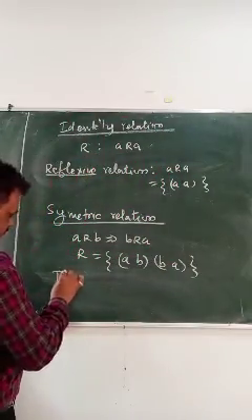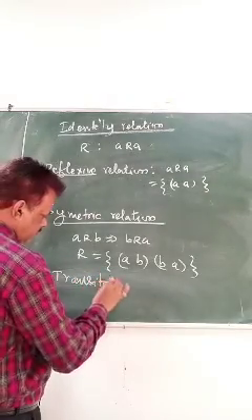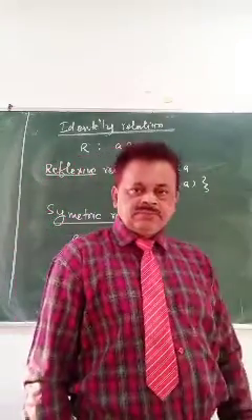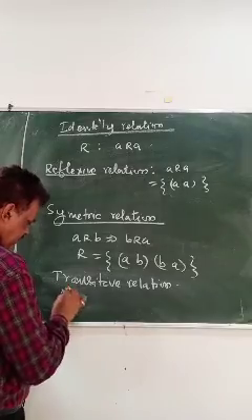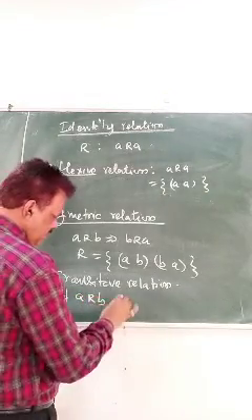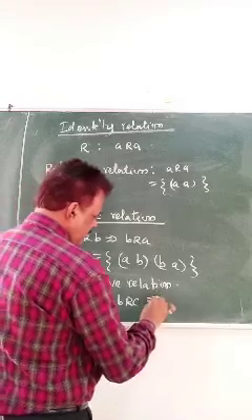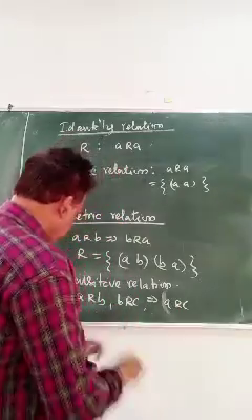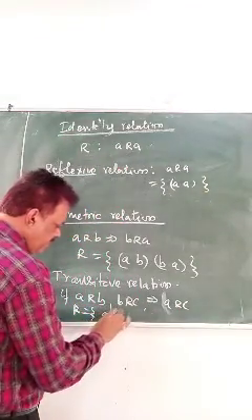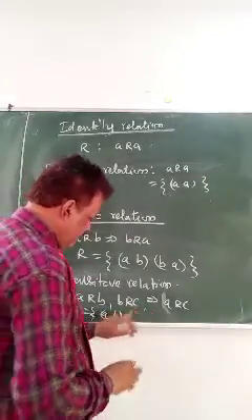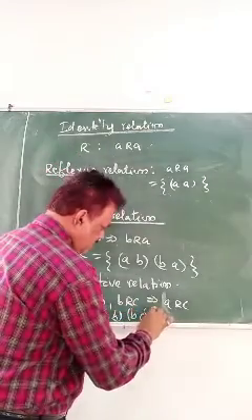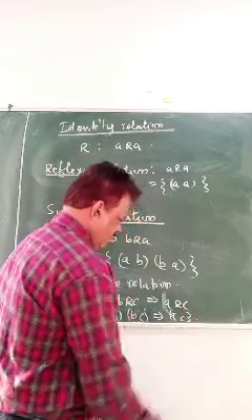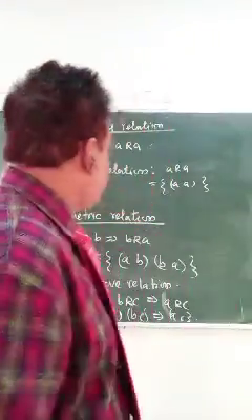Then what is transitive relation? The transitive relation is: if A relates B, B relates C, it implies A relates C. Means what? If you find ordered pair AB, ordered pair BC, then this should give you AC. Okay, so let's take one example.